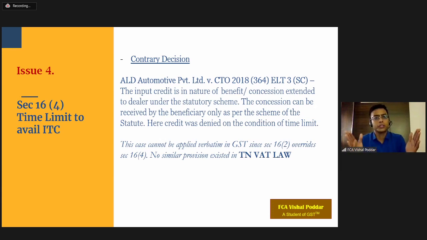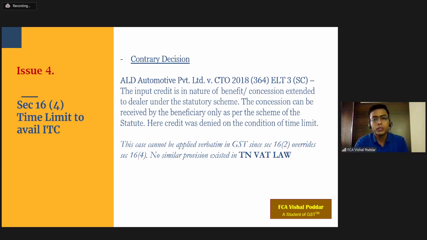We have two separate sections. 16.2 gives all the conditions. 16.4 gives a timeline. And most importantly, 16.2, which gives all the conditions, starts with a non-obstante clause. It means 16.2 overrides 16.4. This is the position of the GST law.